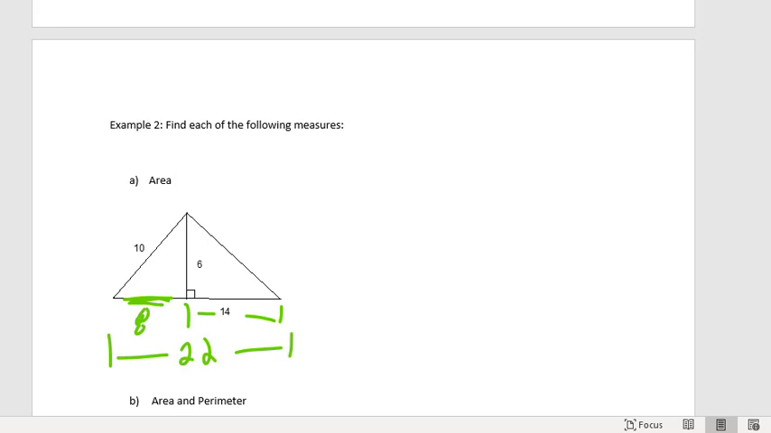So 1/2 the base, 1/2 of 22 times the height, which is 6. So that's 11 times 6 is 66. And we don't have units, so we won't worry about that.